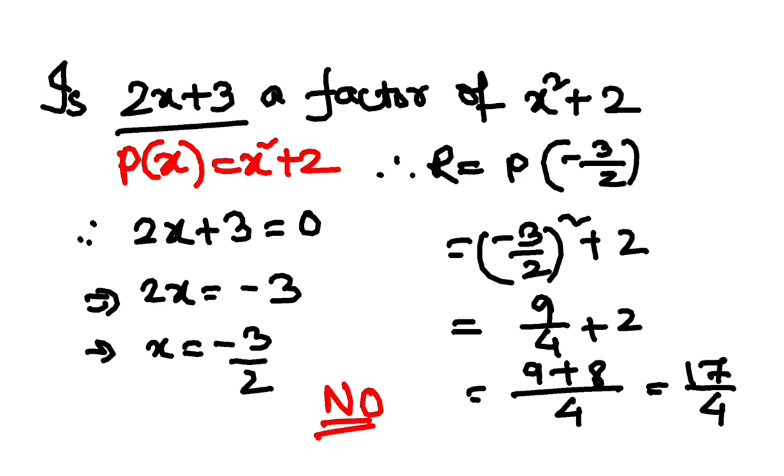Alright, so two things are required to know. One, if the remainder is 0, then it is a factor. If the remainder is not 0, it is not a factor. And how to find this remainder using the remainder theorem. For this, you have to know the remainder theorem properly. Those who have not done remainder theorem, please do it properly first. In the next video, we shall discuss another important topic.